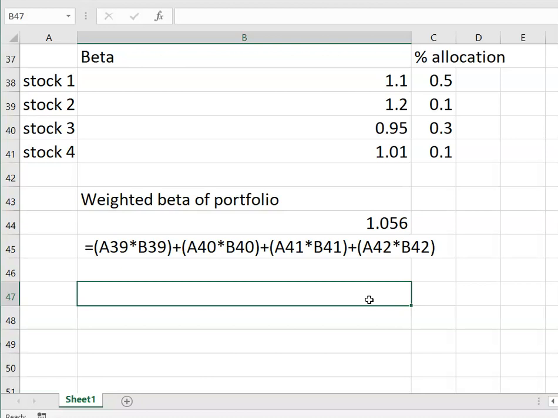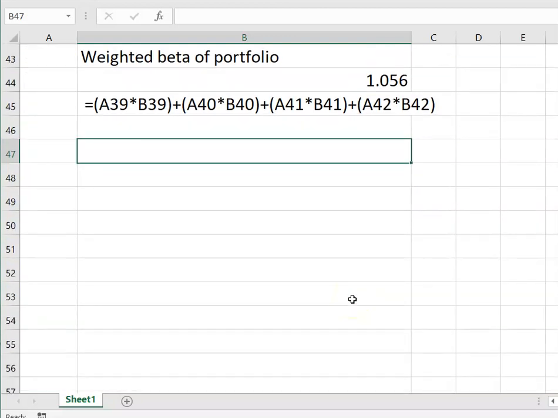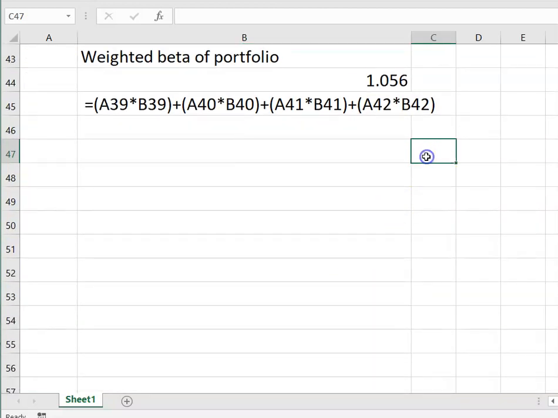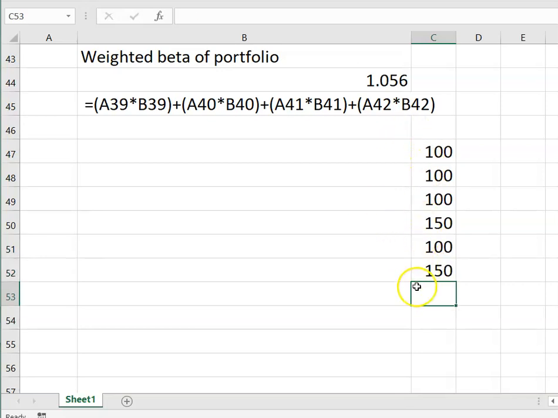One last topic, complex payments. Let's suppose you have a stock, or some investment, that does something like 100, 100, 100, 150, 100, 150. How do you calculate the present value of that? One thing to notice is that you can either take the present value of this number plus the present value of that number plus the present value of that, of 1 period, 2 period, 3 period.